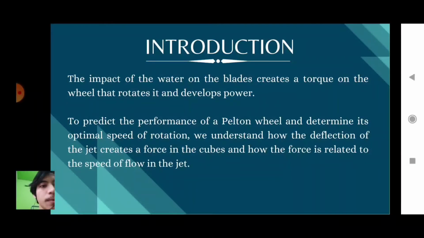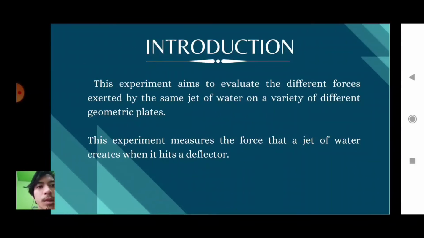To predict the performance of a Pelton wheel and determine its optimal speed of rotation, we need to understand how the reflection of the jet creates a force on the blades and how the force is related to the speed of flow in the jet. This experiment aims to evaluate the different forces exerted by the same jet of water on a variety of different geometric plates. This experiment measures the force that a jet of water creates when it hits a deflector.